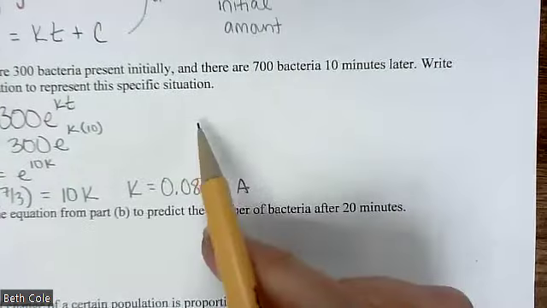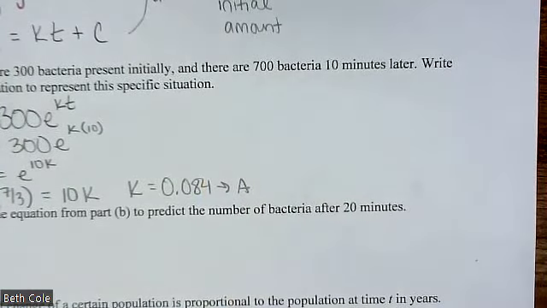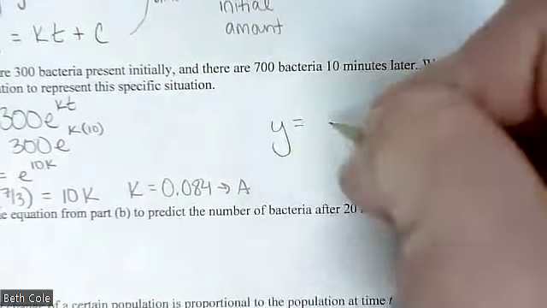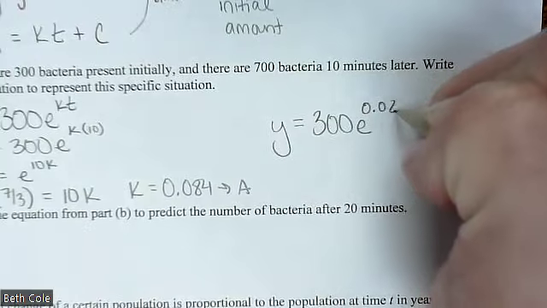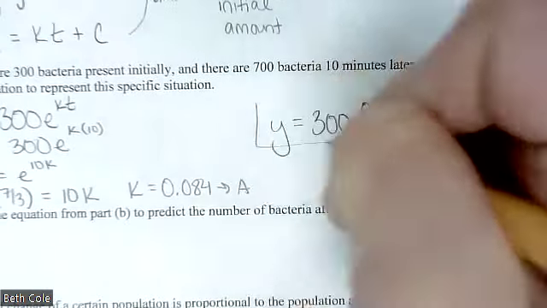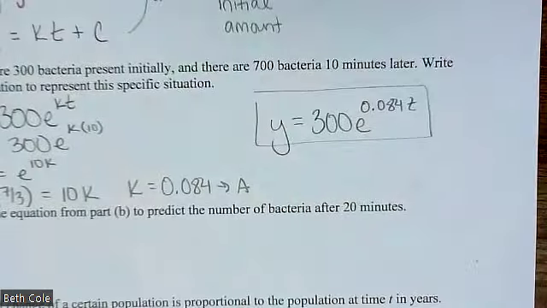So it said write an equation. We found the rate, that K value, so your official final answer would be y equals 300 e to the power 0.084 t. That's your equation. Sometimes they ask you for the K value, sometimes they ask you for the equation, and sometimes they ask you to actually plug something in, which is that last part there. So you just have to read the directions.